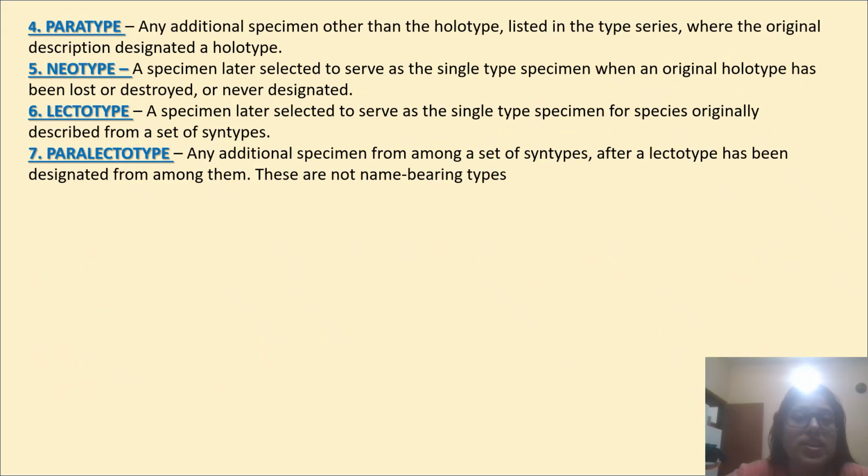Next is the paratype. Any additional specimen other than the holotype listed in the type series where the original description designated a holotype. Neotype, a specimen later selected to serve as the single type specimen when an original holotype has been lost or destroyed or never designated. Next, lectotype. A specimen later selected to serve as the single type specimen for a species originally described from a set of syntypes. Next, paralectotype. Any additional specimen from among a set of syntypes after a lectotype has been designated from among them. These are not name-bearing types.